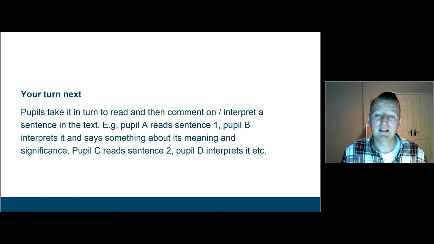Pupils take it in turn to read and comment on or interpret a sentence in the text. So pupil A reads a sentence, and then instead of pupil B reading the next sentence, pupil B interprets the first sentence or just says something about why it's important. And then you move on and read the next sentence and ask another student to respond.